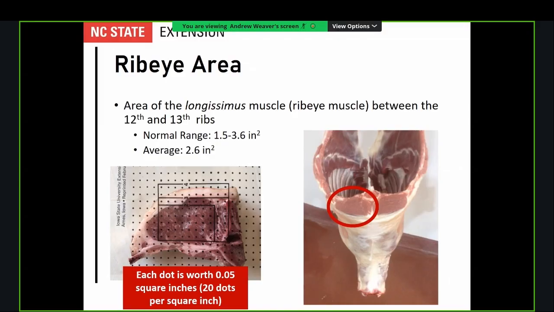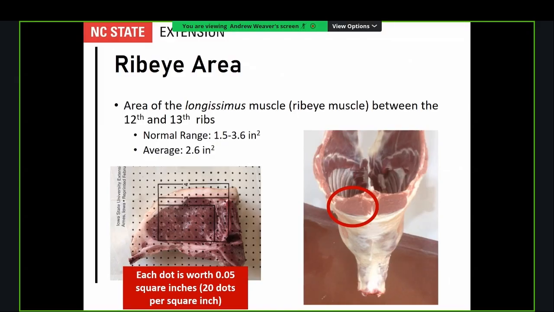Keep in mind that in a commercial lamb plant, lamb carcasses are not ribbed. This ribbing practice, where we split the carcass between the 12th and the 13th rib, we do on a small scale. We can do it for these carcass contests.